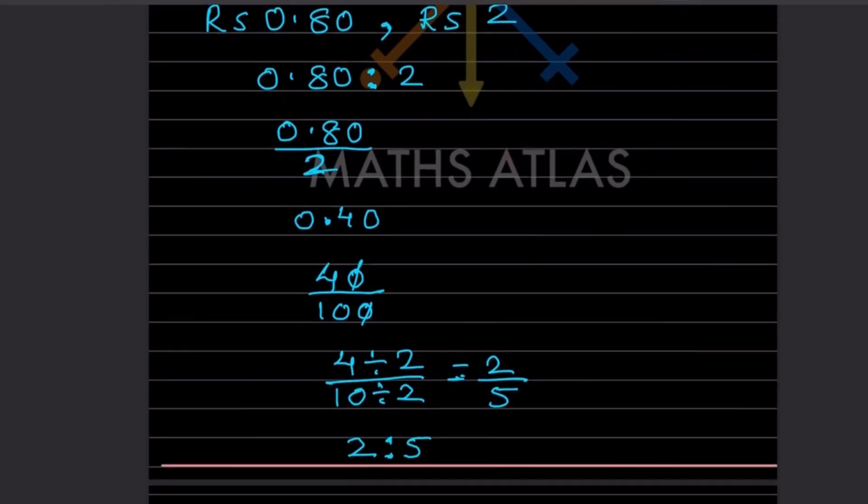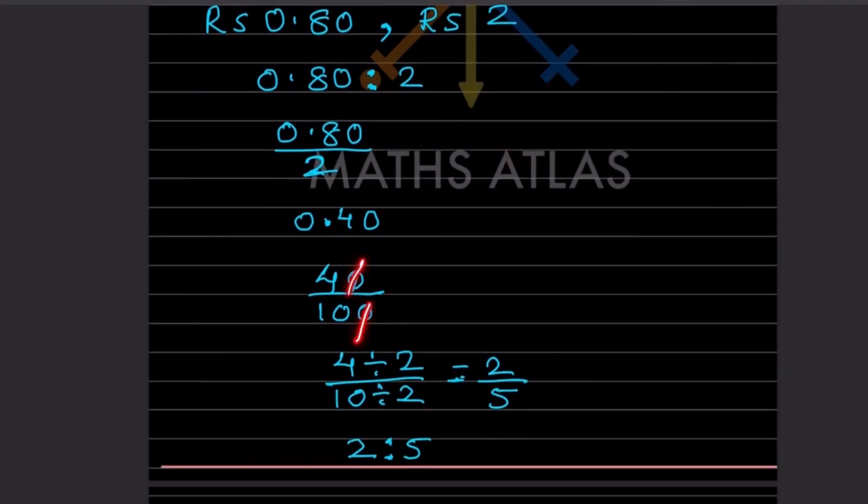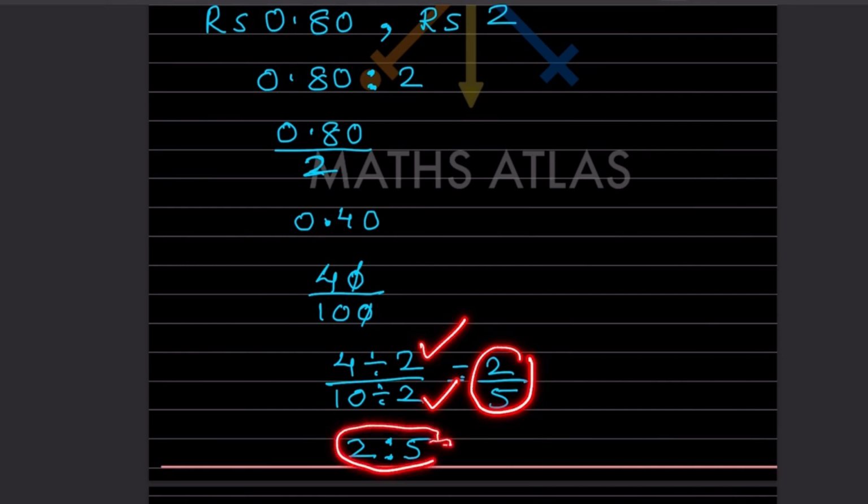So now here what did I do? I cut this and this one. So what remains is 4 by 10. So now I'll simplify it. 4 divided by 2 and 10 divided by 2, which is 2 by 5. And I have to write in the ratio form. So that will be 2:5.